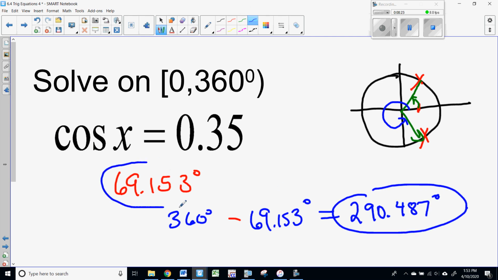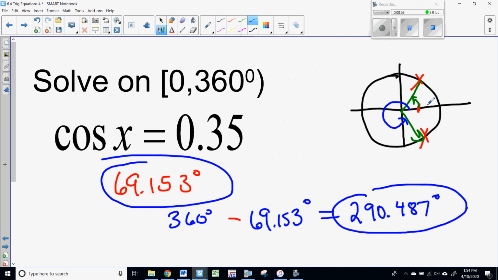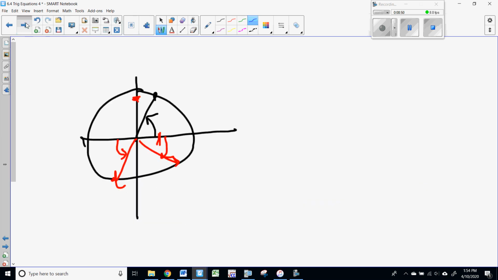So in all of these questions, what's going to happen is you're going to find your first answer on the calculator. So you're going to need to go to the calculator and use inverse. That's going to give you one answer. Then you're going to have to draw this picture to figure out where the second angle is. Is it the x-coordinate, so it's up and down? Is it a y-coordinate, so it's the horizontal? To then find your second angle.